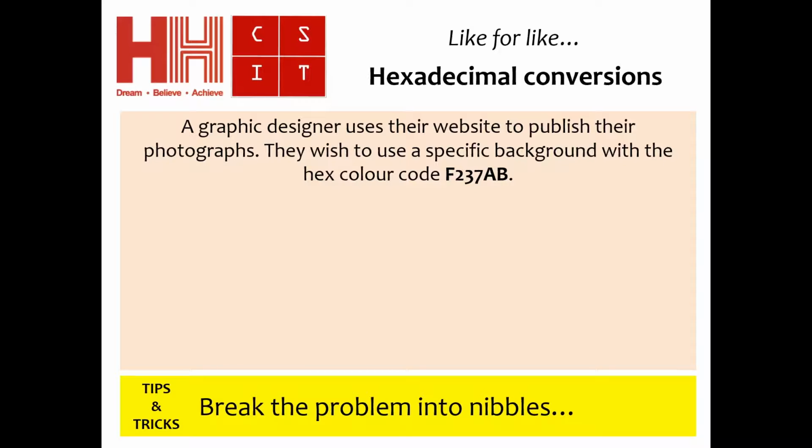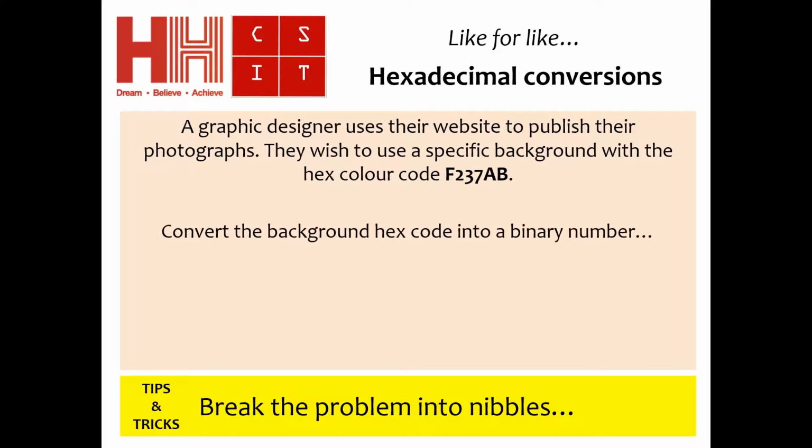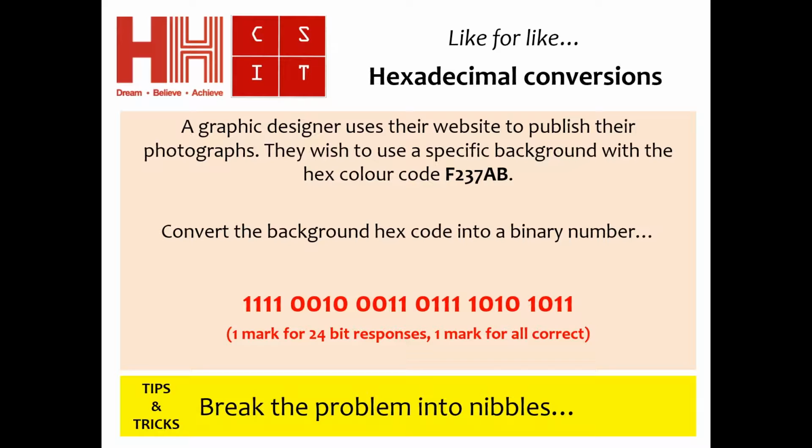F is the equivalent of 15, so that would be 1111 at the front of this number. 2 is represented as this block. 3 is represented as this block. 4, this number here, is that one. This is A, which is equivalent to 10. This is B, which is equivalent to 11. So as you can see, each one of the hexadecimal digits is represented as 4 binary digits.